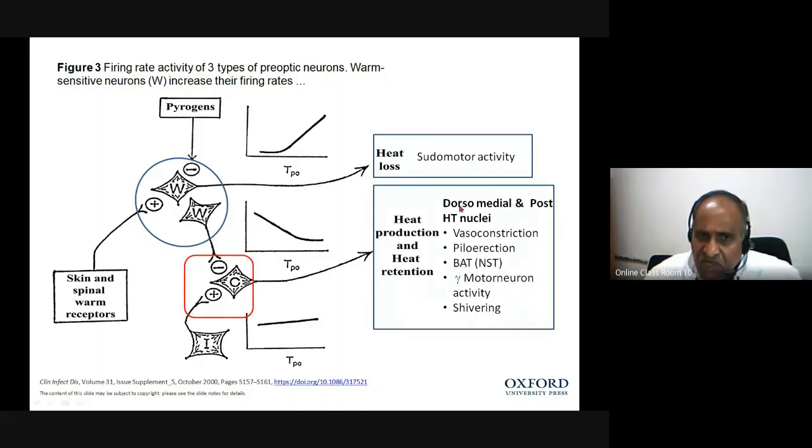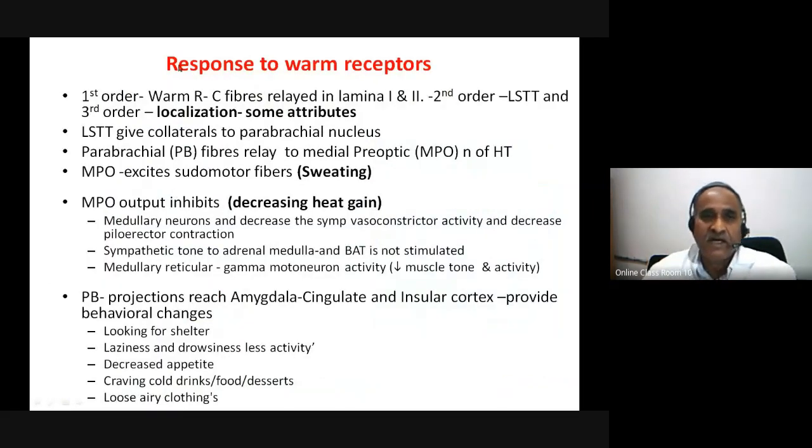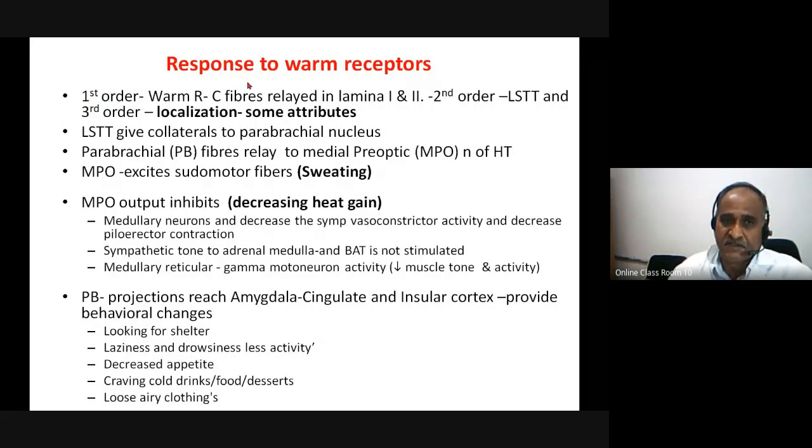This is in brief how the hypothalamus integrates these two phenomena, because they themselves have the warm receptors and the cold receptors, and these are reciprocally connected. The warm receptors from the skin and the peripheral input are relayed into the warm receptors of the hypothalamus. Now coming back, I am trying to summarize what I talked about in the previous graph, the response to warm receptors.